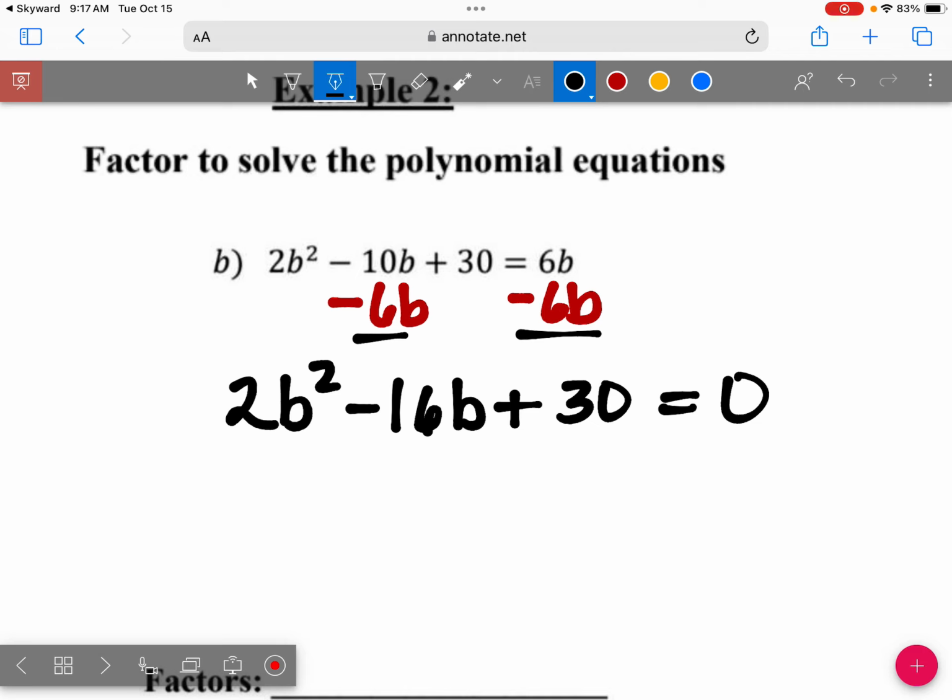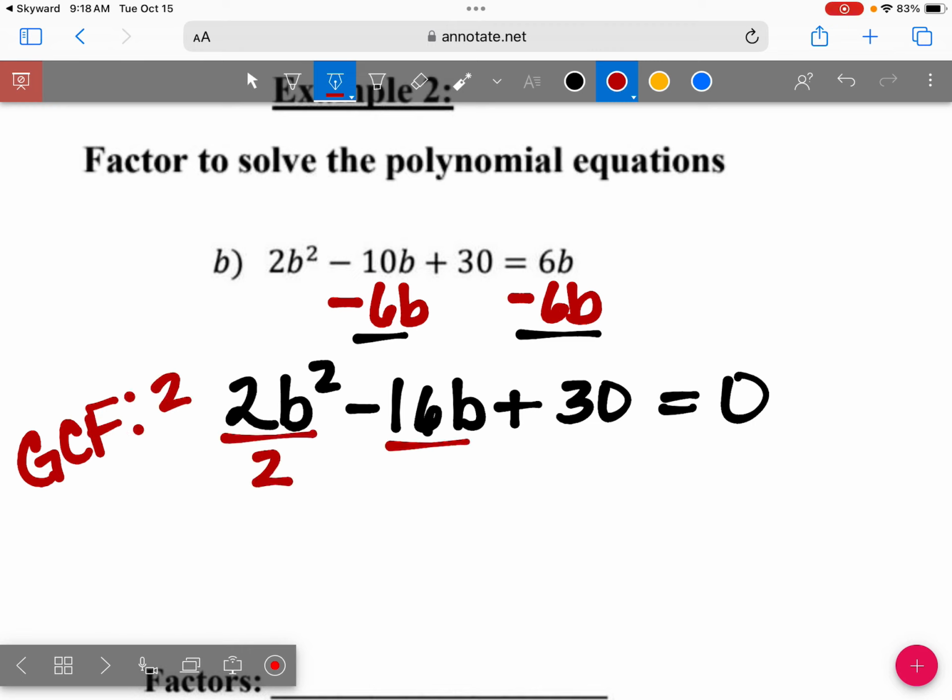Now we need to look for a GCF. So remember, we start by setting it equal to 0, and then we look for our greatest common factor. What number can I divide into 2, 16, and 30? 2. So that would be my GCF. My GCF is 2.